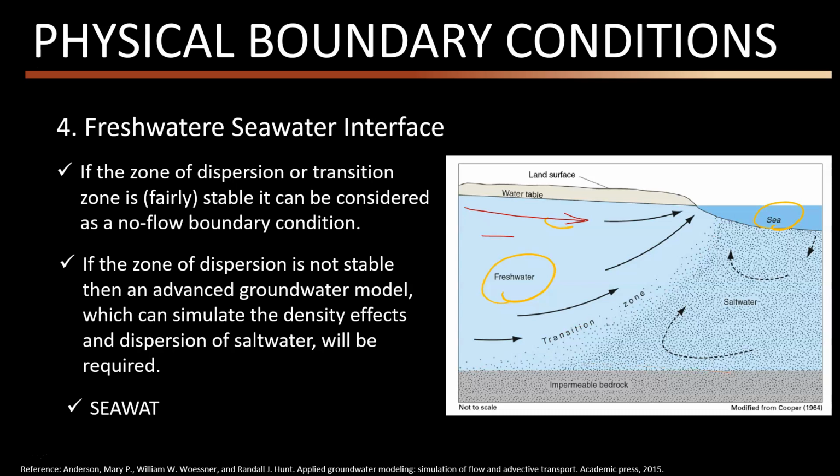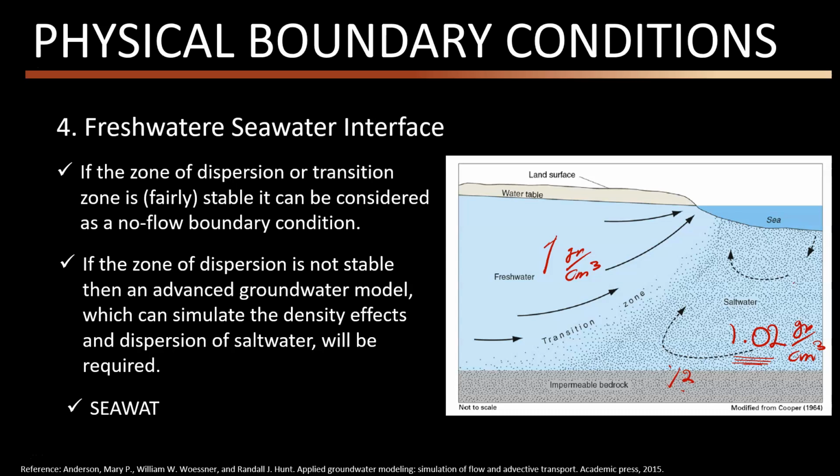But as you can guess, if the density of the water here is 1 gram per cubic centimeter, the density of salt water, if I'm not wrong, is something like this. So this small difference of only 2% makes a huge change in the response of the groundwater flow.